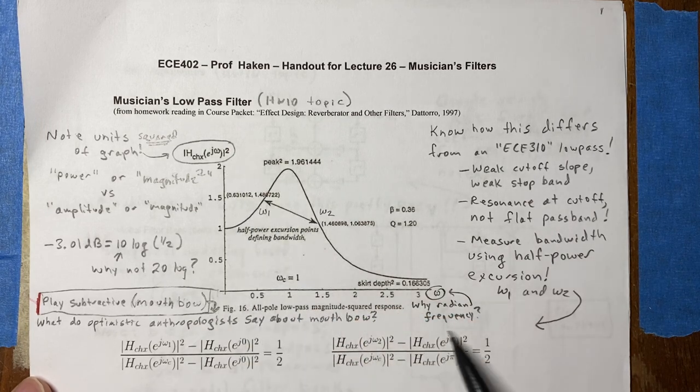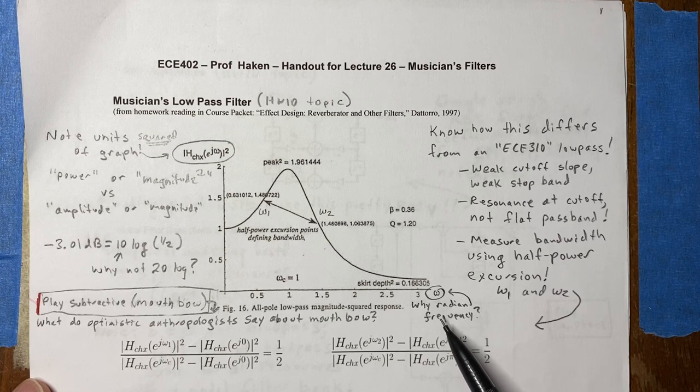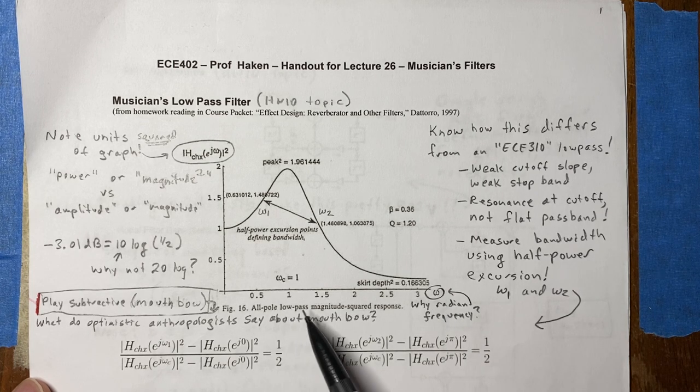On the horizontal axis here, we have radian frequency. And you're familiar with that from ECE310. This is just normalized, so you don't have to worry about what the sample rate is. So pi here is the half sample rate. And here we have a low-pass filter. Its cutoff frequency is at radian frequency 1.